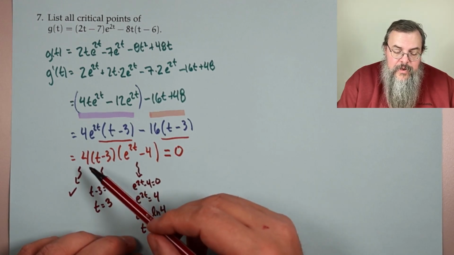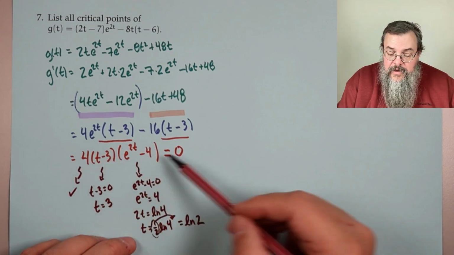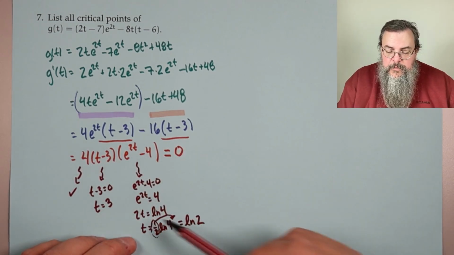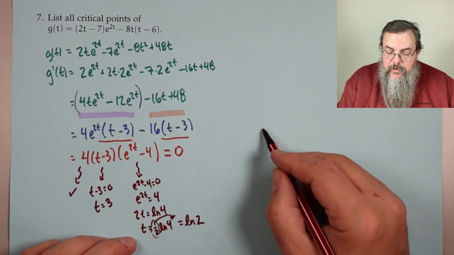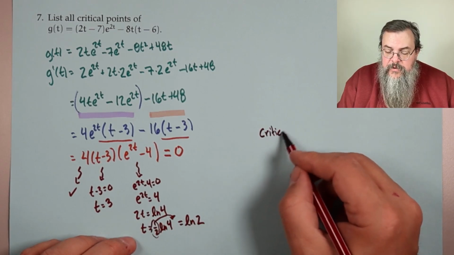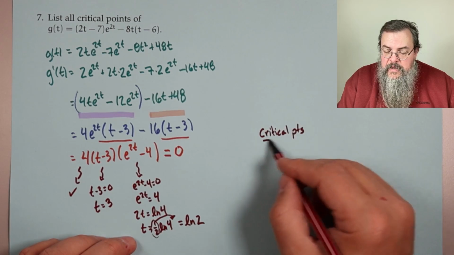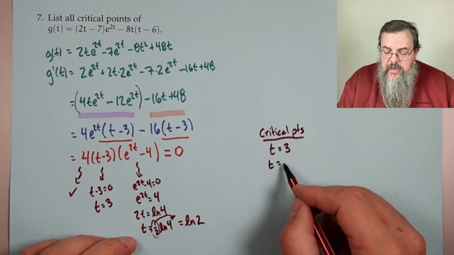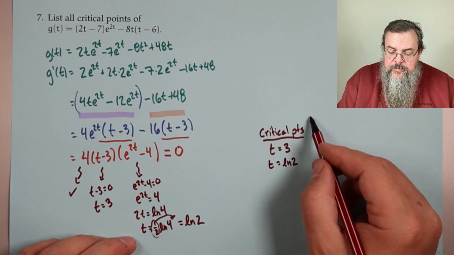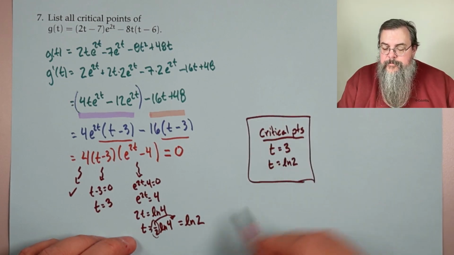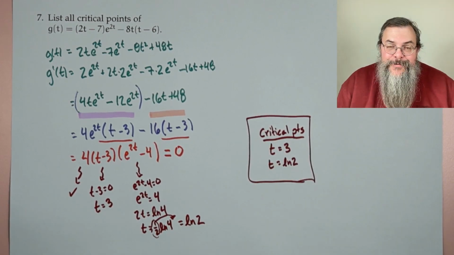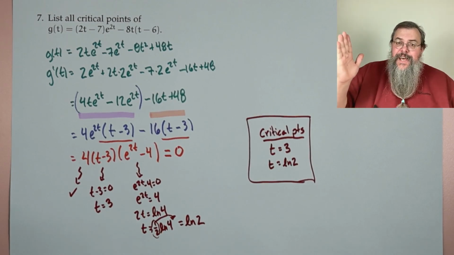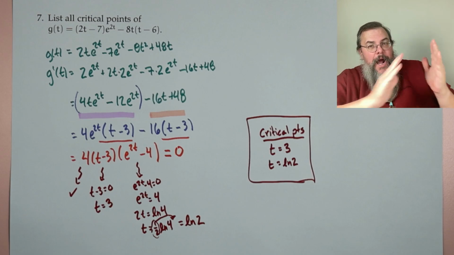And now we said, okay, so our derivative is 0, which is our only place that we have a chance for a critical point at one of two places. So our final answer for our critical points, we have 2 of them, and they are at t equals 3 and at t equals log of 2. And that's it. We're done. We did it. Yay, us. Wow.